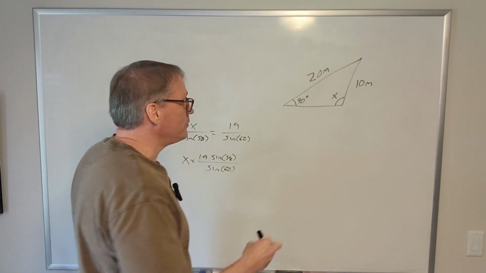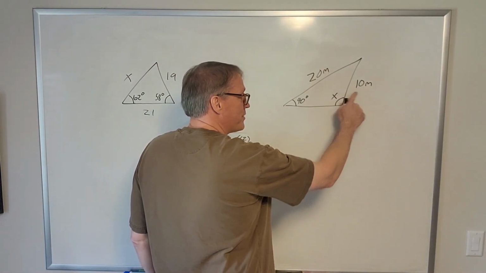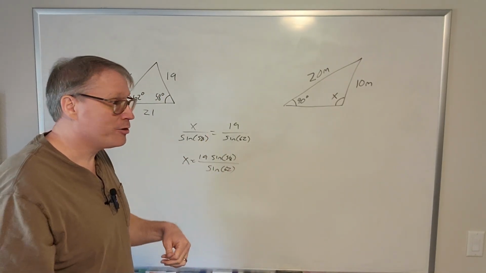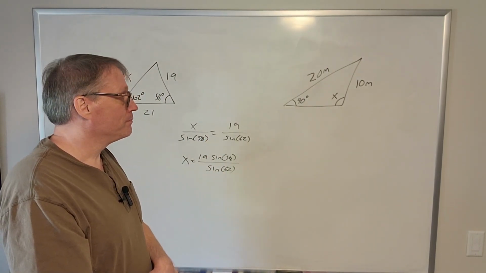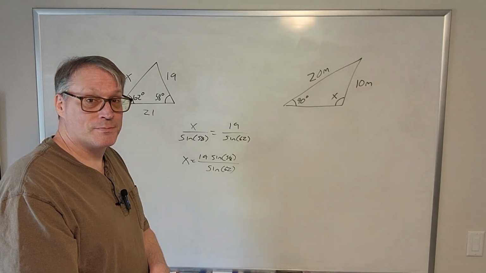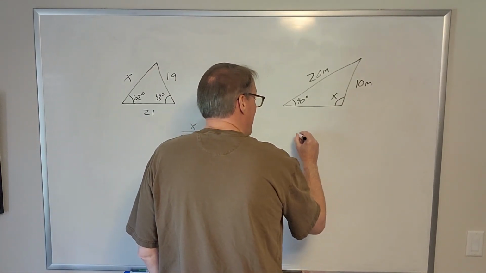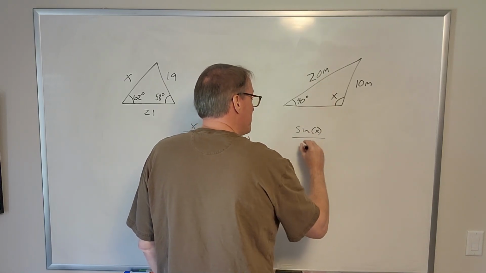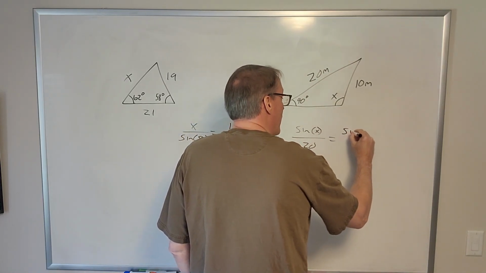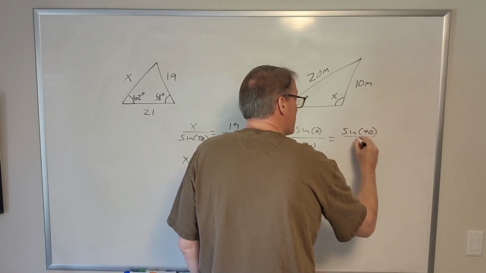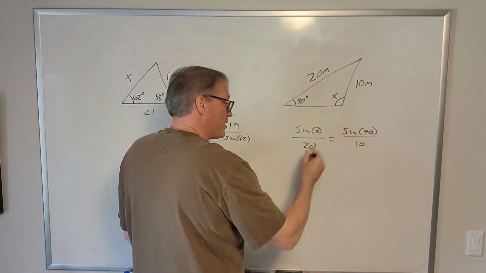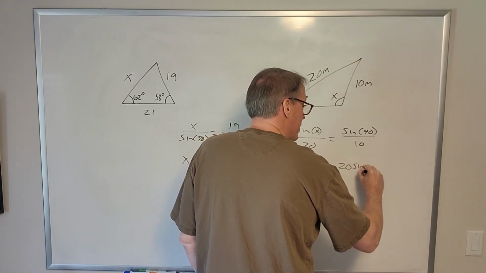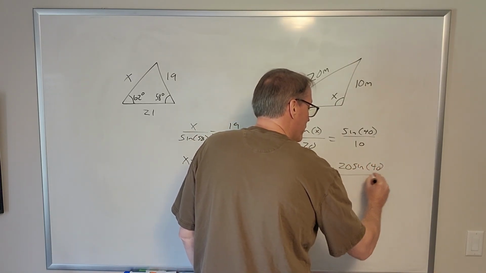How about this guy? 20 meters on this side, 10 meters on this side, 40 degrees, x degrees. What's x? Pause the video, resume when you're ready. All right, since we want to know the angle, I'd use the version where the sines are on top. So I'll have sine of x over 20 equals sine of 40 over 10. So multiply both sides by 20, and I have sine of x equals 20 sine of 40 over 10.